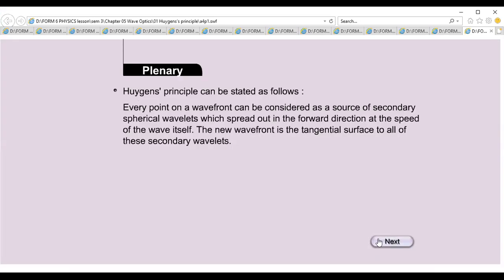Ladies and gentlemen, as a conclusion for today's lesson, Huygens' principle can be stated as follows. Every point on a wavefront can be considered as a source of secondary spherical wavelets which spread out in the forward direction at the speed of the wave itself. The new wavefront is the tangential surface to all of these secondary wavelets.